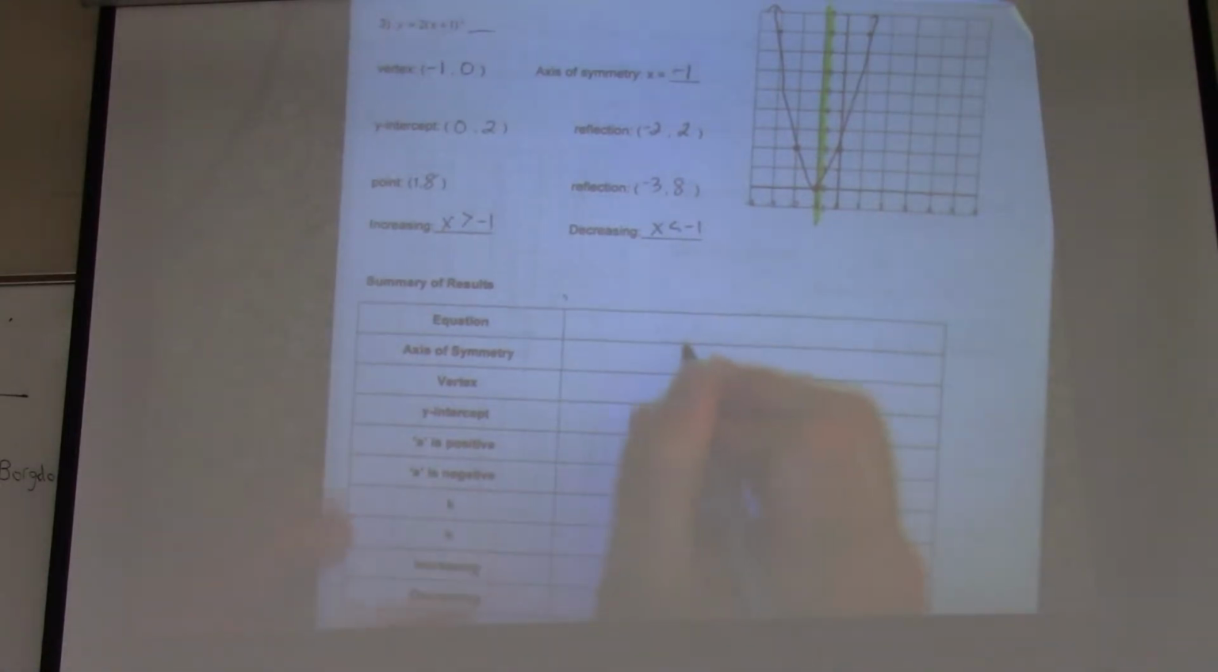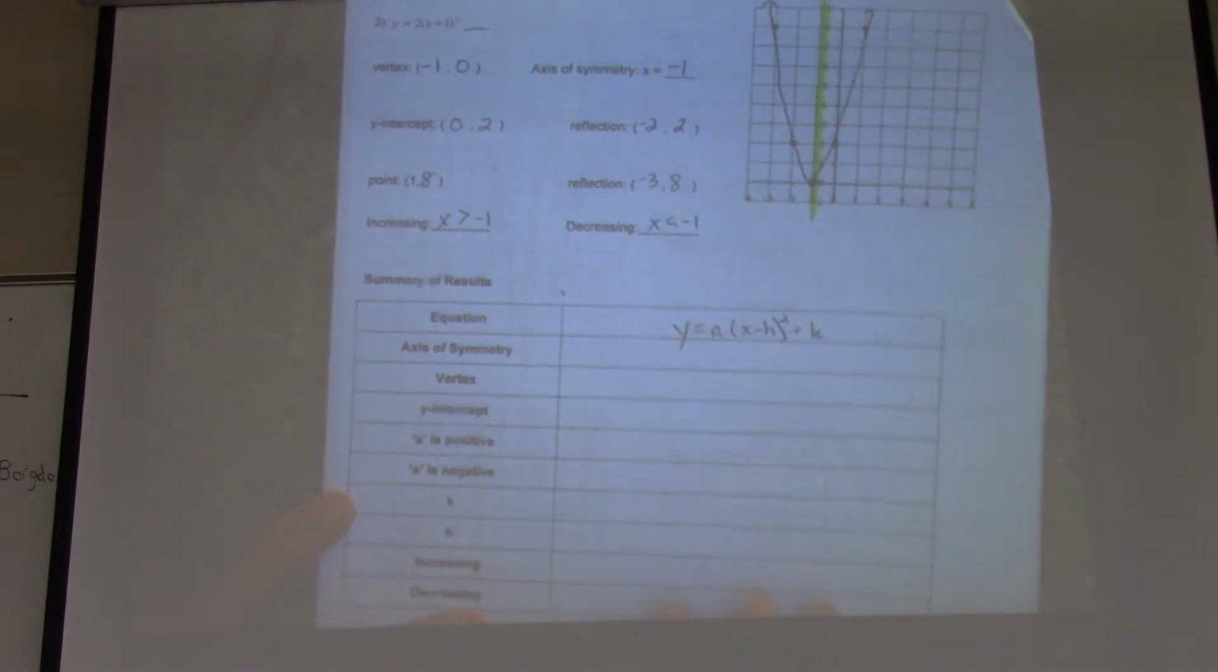Now without looking back, what's the equation of vertex form? Y equals a times (x minus h) in parentheses, close parentheses, and then you square, plus k.